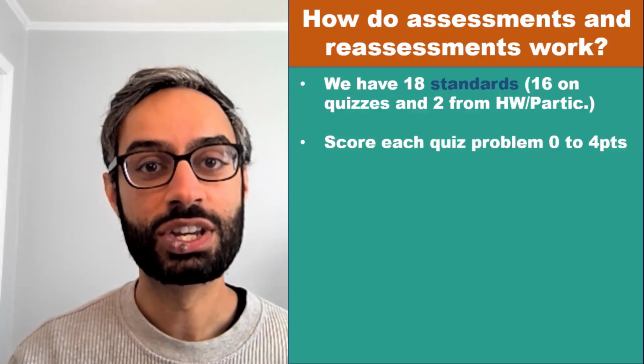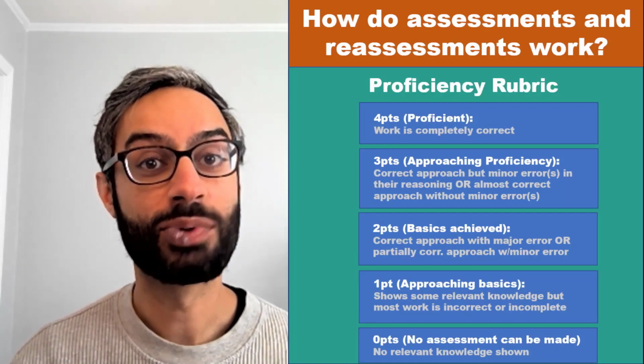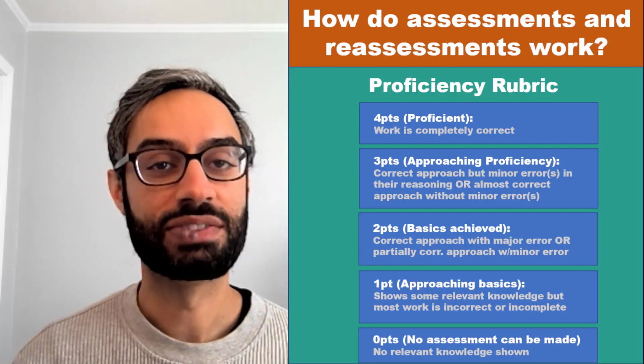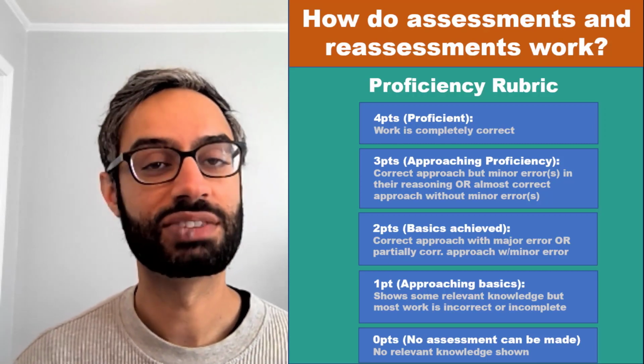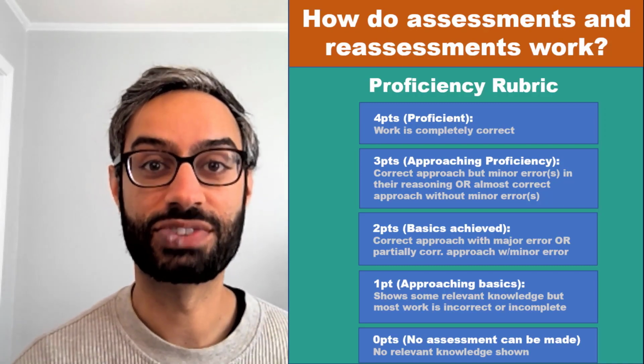I'll score each quiz problem on a 0 to 4 scale using our proficiency rubric. So you'll get 4 points if your work is entirely correct. I call that proficient. 3 points if it's approaching proficiency, 2 points if you've achieved the basics, and so on based on how close you are to demonstrating proficiency.